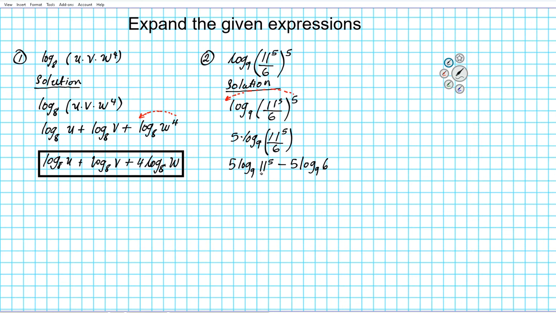And then lastly, this logarithmic argument 11 has a power of 5, so we can apply the power property again and power down this 5. It's going to be multiplied by the existing 5 over there. So when you execute the multiplication operation, you have 25 log base 9 of 11 minus 5 log base 9 of 6. And there goes your answer to question number 2.